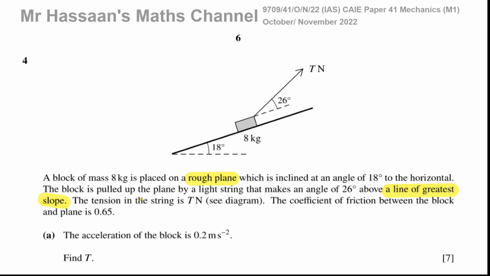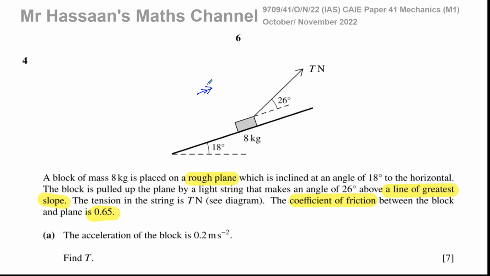So I'm underlining some of the things which are either things that people don't understand what they mean or things which will be important in this question. The tension in the string is T newtons, and the coefficient of friction between the block and the plane is 0.65. The acceleration of the block is 0.2 meters per second squared. Find T.